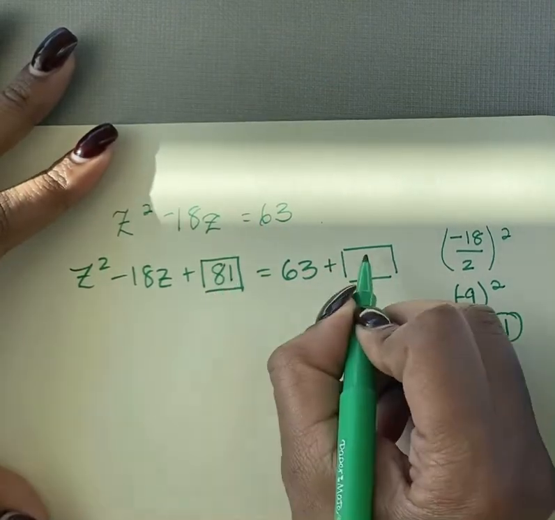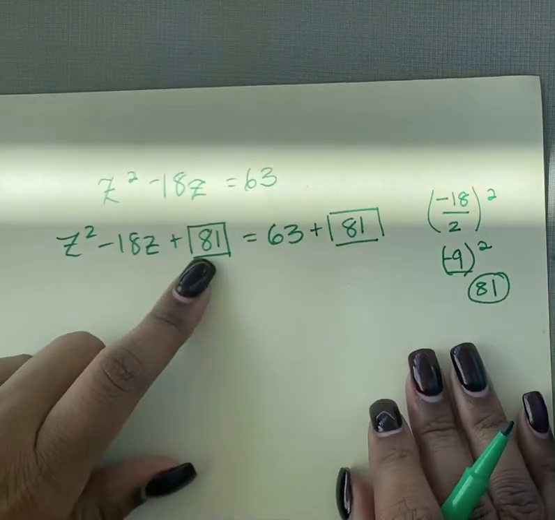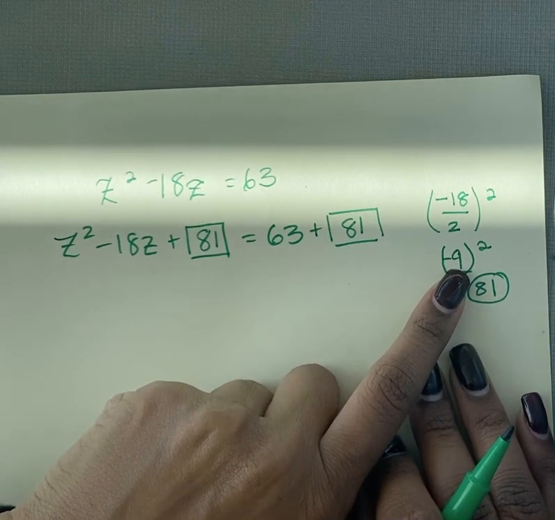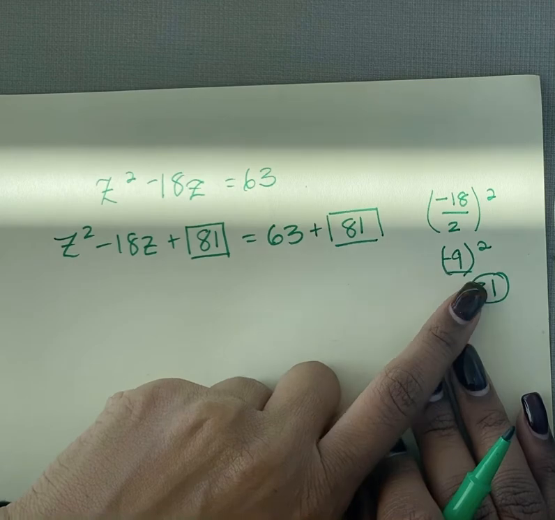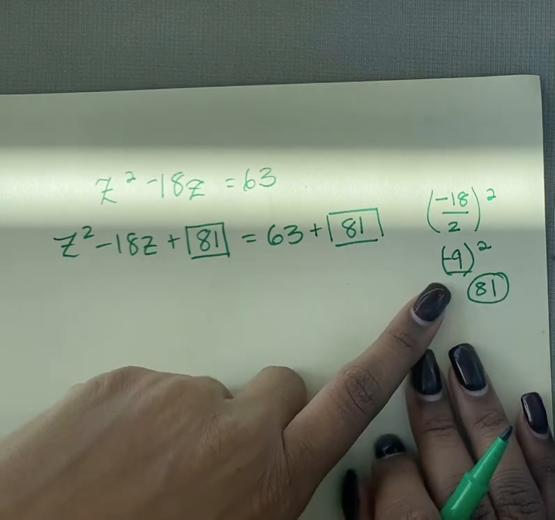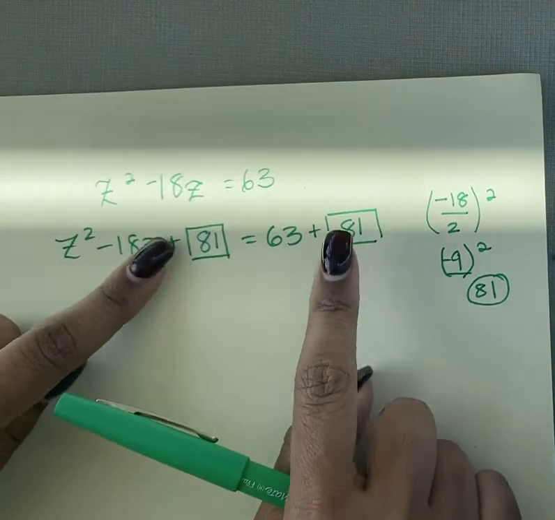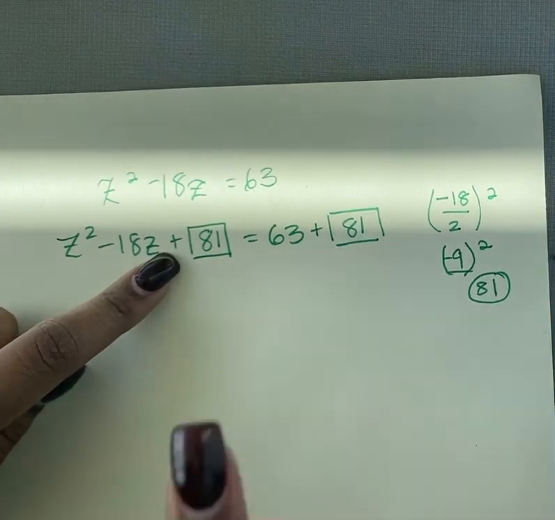So that c value that I'm going to add to both boxes is going to be a positive 81. Okay, and it's always going to be positive, because even though the 9 is negative, when you square something, right, the result should be positive. A negative times a negative gives you a positive, and if it was a positive 9, a positive times a positive. So when you're adding to both sides, that box, it's always going to be a positive number.